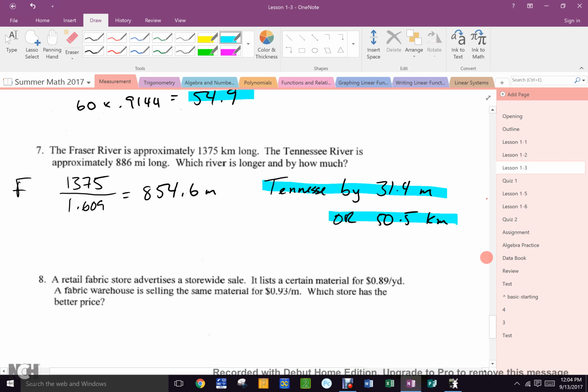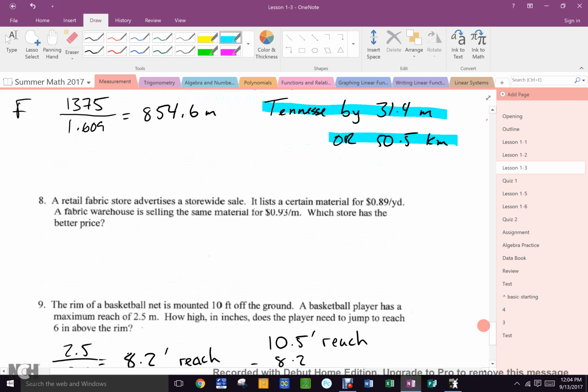Okay, so what was weird? Now, obviously, Sam had no problem with number 8, but what was a little bit weird about number 8? Yeah, there's two different ways you could do it, and there's actually more conversions and comparisons going on than one looks at first glance, yes? Because this is a comparison, isn't it? 89 cents per yard. These guys are selling 93 cents per meter. So you had to make another conversion, didn't you? There's more than one way you could have done it.